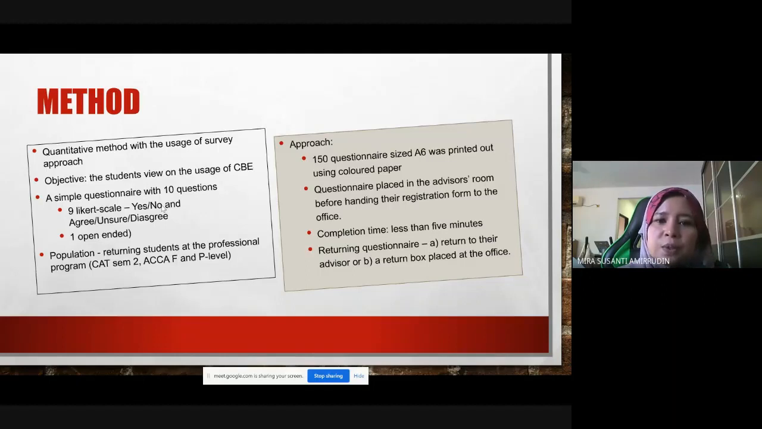Okay, so for the approach, 150 questionnaires of size A6 were printed out. These were placed in the advisor's room. Before the students registered for the subject, we gave this questionnaire to them. Completion time is less than 5 minutes, and then the students have to return the questionnaire to the advisor or to the office.